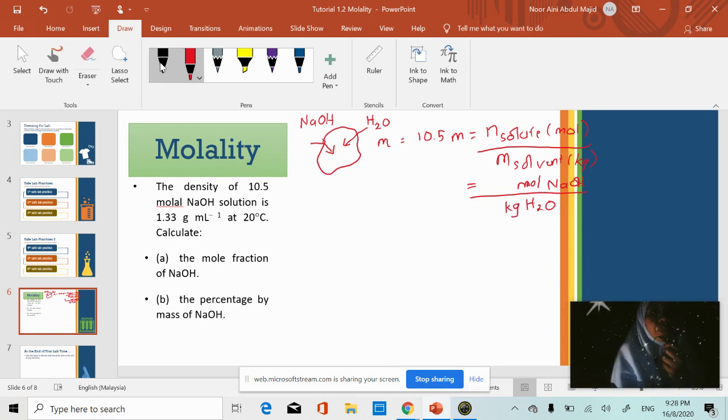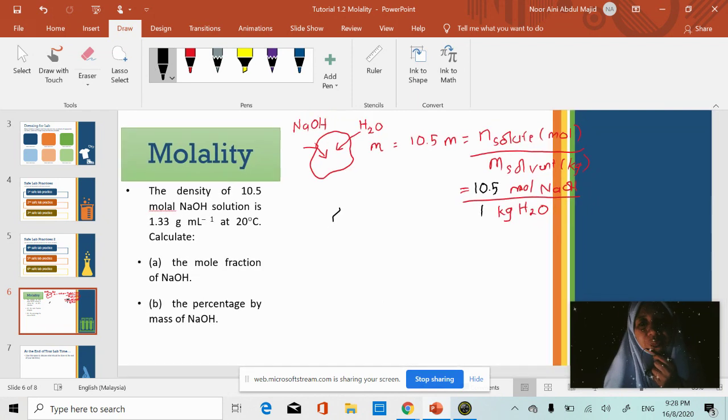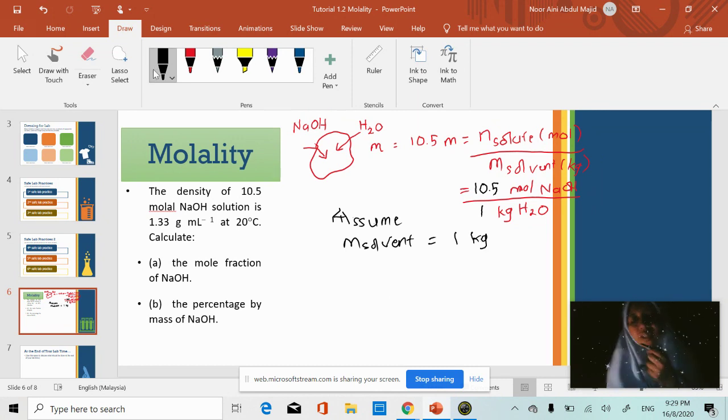Now, if we have 10.5, just a number, I'm referring to the number, if we assume that the number below is 1, that means it is the same as 10.5, right? So that is what we are going to do. We are assuming that the mass of solvent equals 1 kilo. The solvent is H2O.